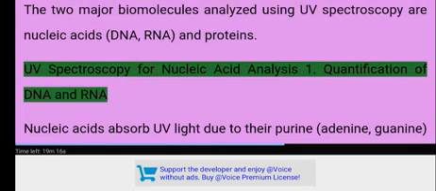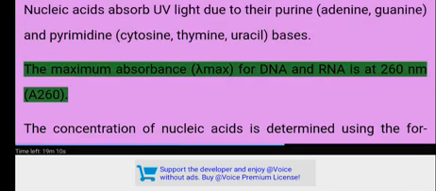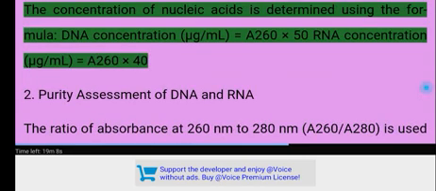UV spectroscopy for nucleic acid analysis. 1. Quantification of DNA and RNA. Nucleic acids absorb UV light due to the purine (adenine, guanine) and pyrimidine (cytosine, thymine, uracil) bases. The maximum absorbance, lambda max, for DNA and RNA is at 260 nanometers, A260. The concentration of nucleic acids is determined using the formula: DNA concentration (microgram per milliliter) equals A260 times 50. RNA concentration (microgram per milliliter) equals A260 times 40.